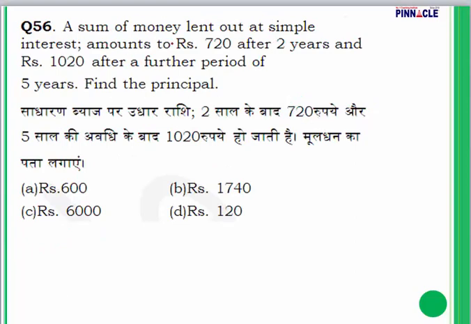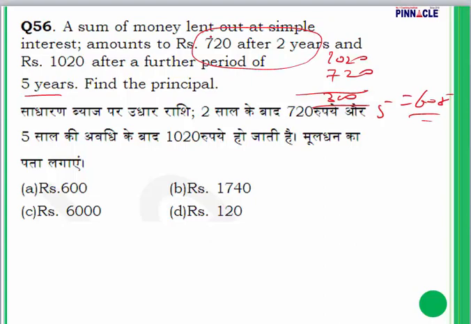A sum of money lent out at simple interest amounts to 720 after 2 years and 1020 after a further period of 5 years. You can say in 5 years it is becoming 1020 minus 720, 300. 300 in 5 years means 60 rupees per year, and simple interest is always equal. It means in 2 years the interest has become 120. 720 minus 120, that is 600, is the principal. If 600 is the principal and 120 is the interest, then the amount becomes 720. So 600 is the answer, A.